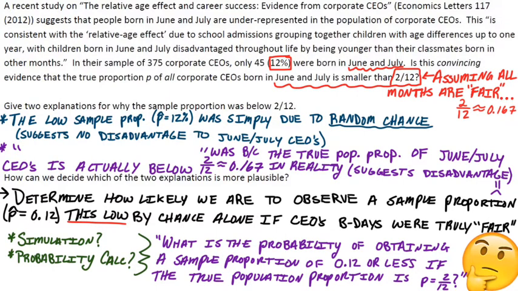So as statisticians, people might come to us with their data, like the CEOs here might come to us with their data and say, look, only 12% of the CEOs we surveyed were born in June and July. What do you think about that? Well, how rare is it to get a sample proportion of 0.12 if it's supposed to be 2 out of 12, that's fair? If it's supposed to be 0.167, that's fair.